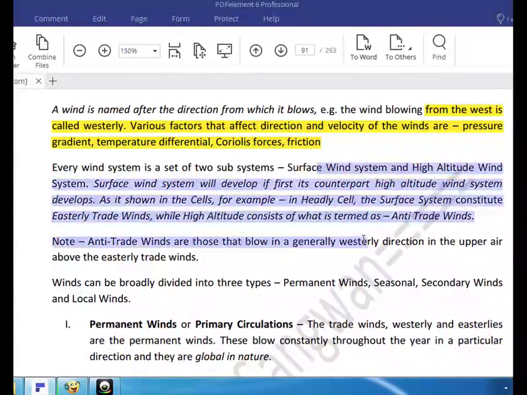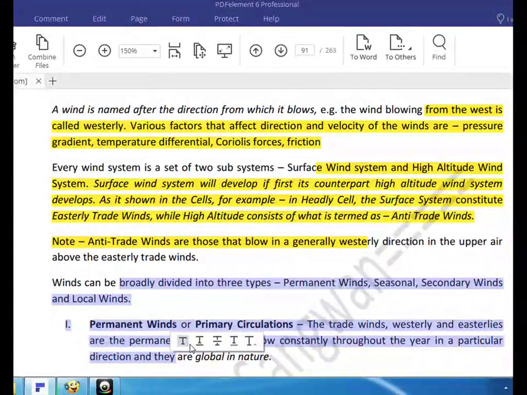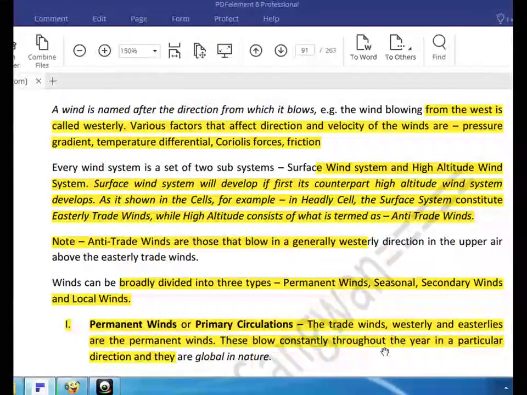Every wind system is a set of two subsystems: surface wind system and high altitude wind system. Surface wind system will develop only if its counterpart high altitude wind system develops, as shown in the cells. For example, in Hadley cell, the surface system constitutes easterly trade winds, while high altitude consists of what is termed anti-trade winds. Note, anti-trade winds are those that blow in a generally westerly direction in the upper air above the easterly trade winds. Winds can be broadly divided into three types: permanent winds, seasonal or secondary winds, and local winds.